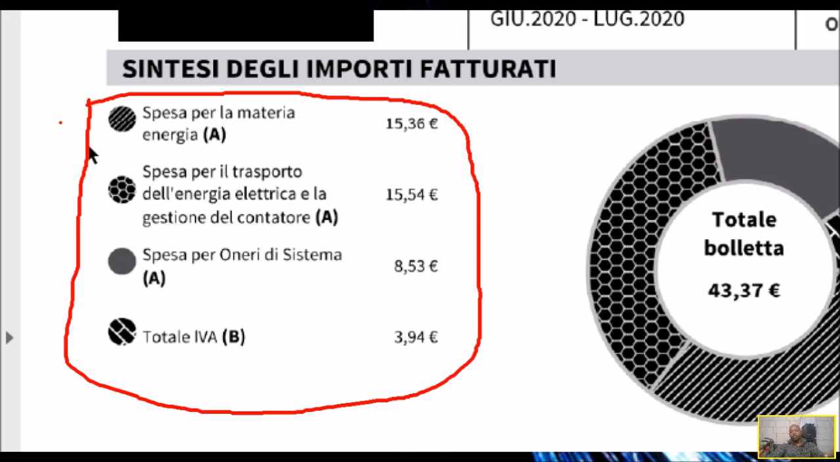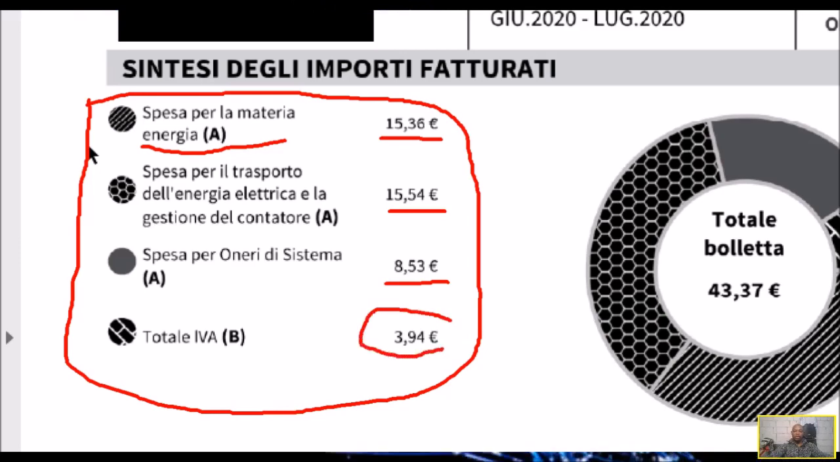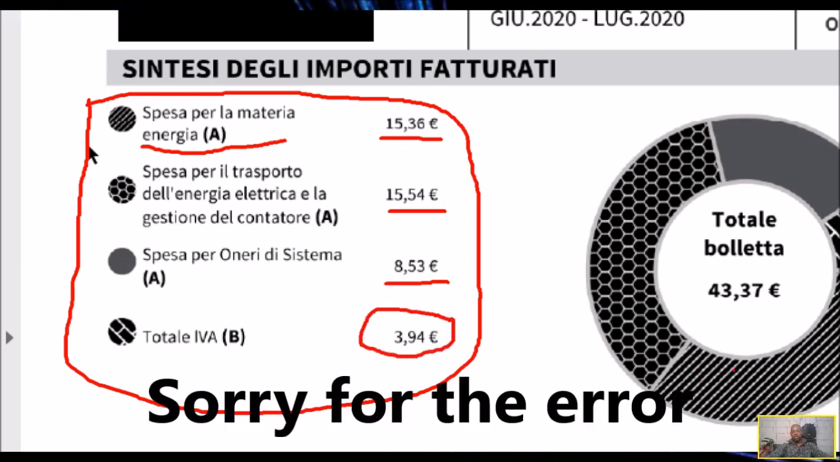I will take you to the details so that you see why Spesa per la materia energia is 15 euros 36. Then you will also know why Spesa per il trasporto dell'energia elettrica is 15.54. Then you will also know why Spesa oneri di sistema is 8.53. Then obviously they will tax it all, and the tax is 3.74.